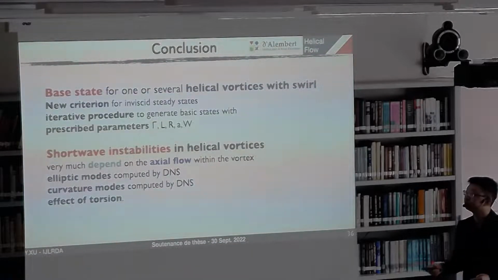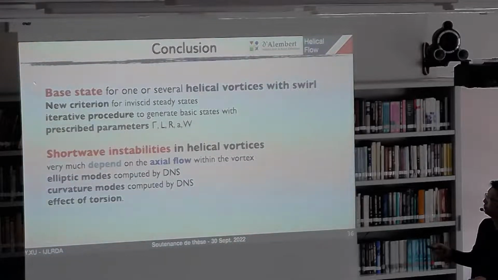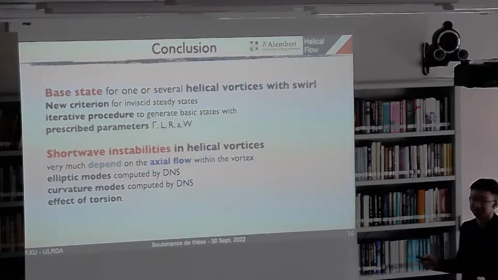So as a conclusion, for the monophasic part, we have generated the base states for the helical vortex with swirl, with a new criterion for the inviscid steady states, and we use an iterative procedure to obtain the base states as we want with a very good precision, which is very important because the axial velocity is very sensitive for the short-wave instability. We successfully obtained the elliptical modes and the curvature modes with our DNS code, and we show the effect of torsion does exist for helical vortices.